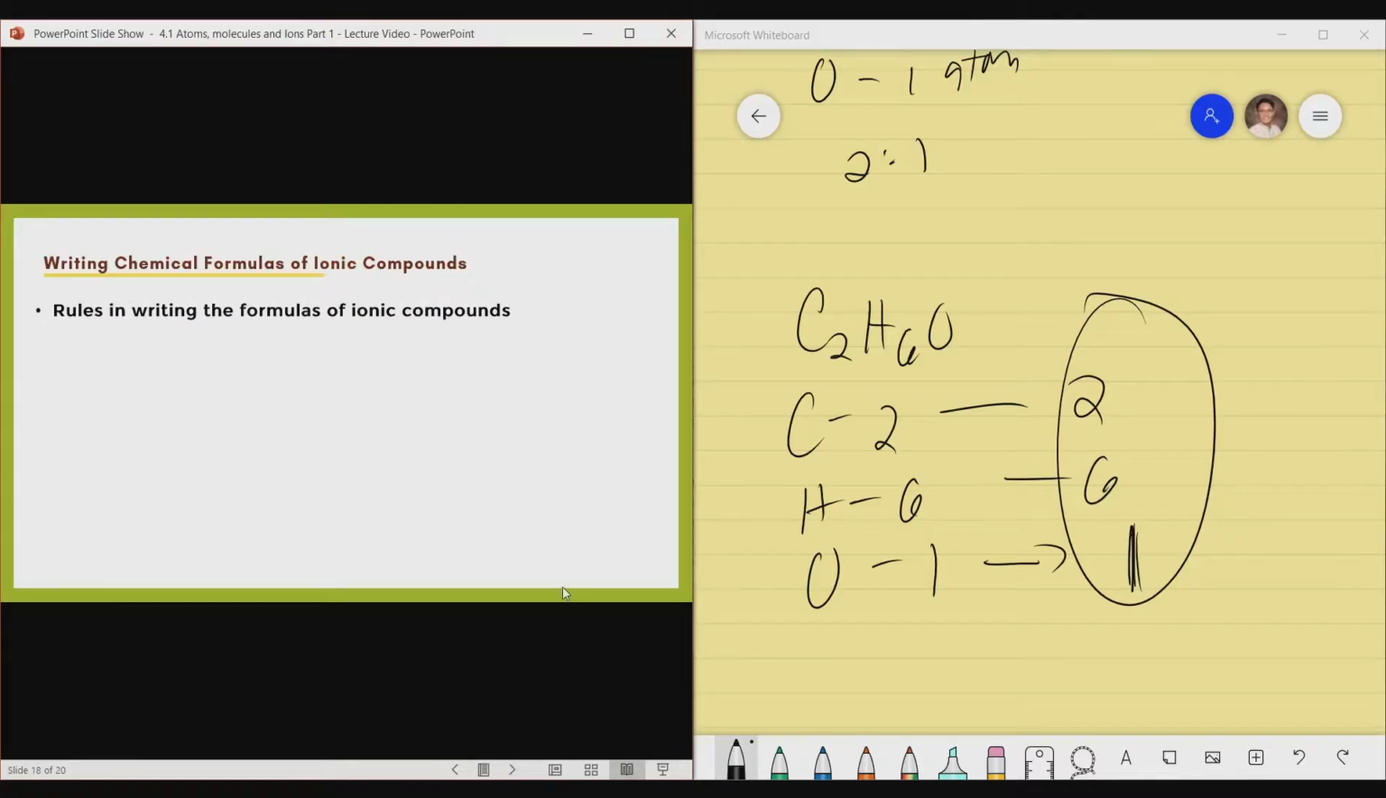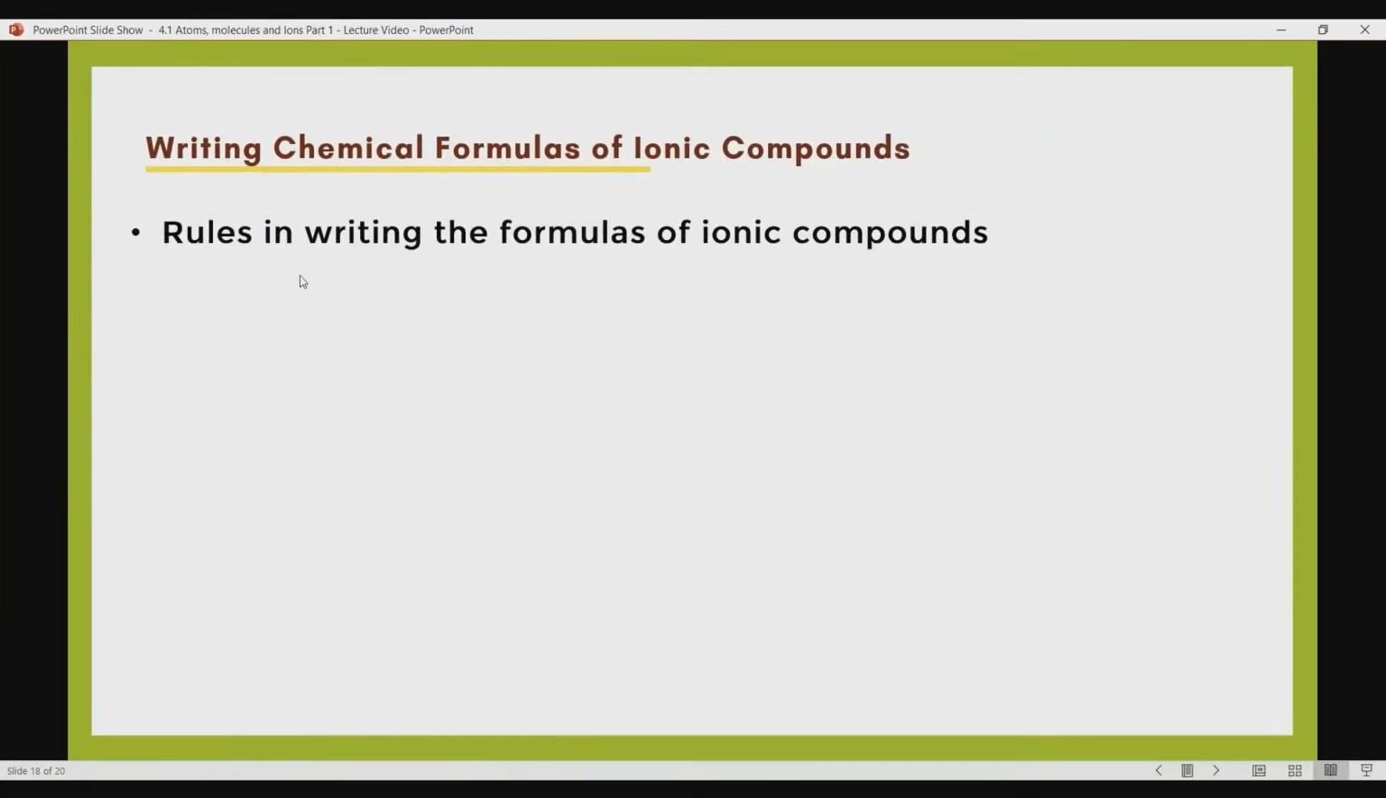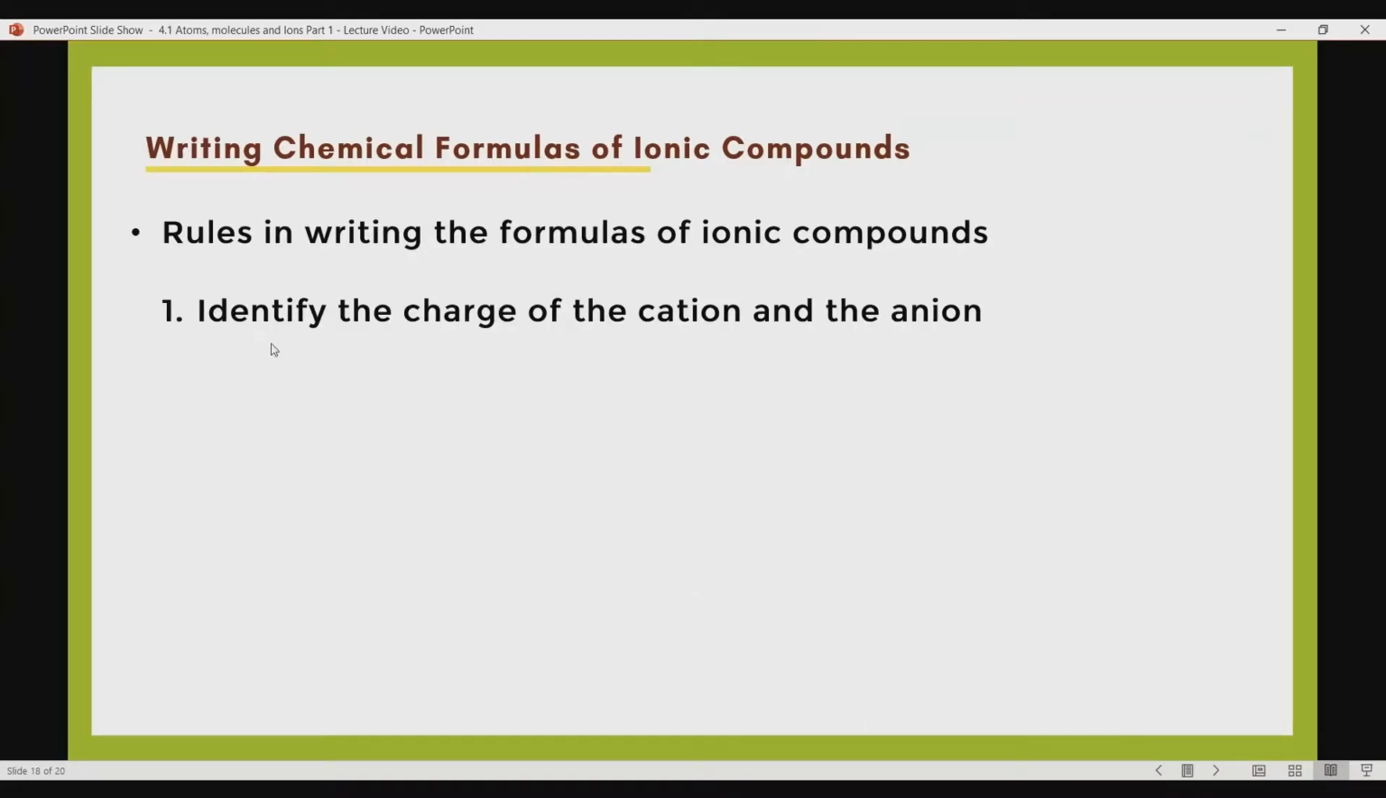Now, let's move forward in how to write chemical formulas for ionic compounds. So, let me explain the rules in writing it. First one is identify the charge of the cation and anion. We need to identify or know first ano po yung charge ng positive cation and then negative anion.